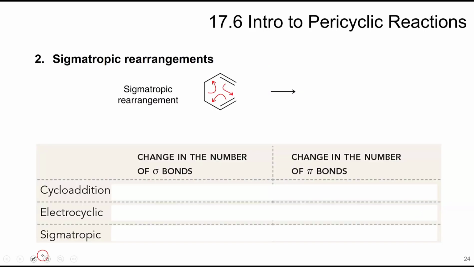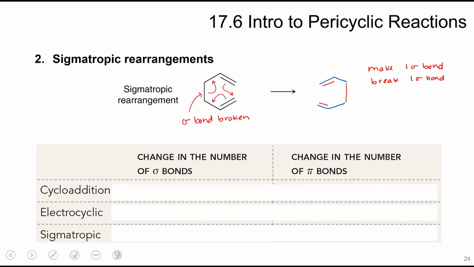In this one here, if I look at my electrons, I'm just going to draw these. I'm forming a new sigma bond here. This one forms a new pi bond. I'm breaking this bond right here. We get a pi bond there, and that is our product. So in the sigmatropic rearrangement, we are making a sigma bond, and one sigma bond is broken.